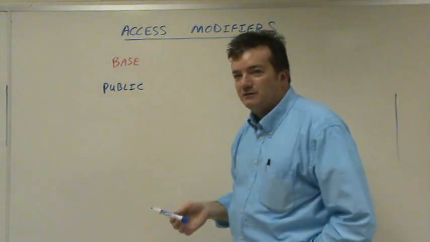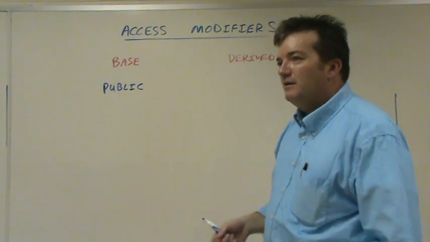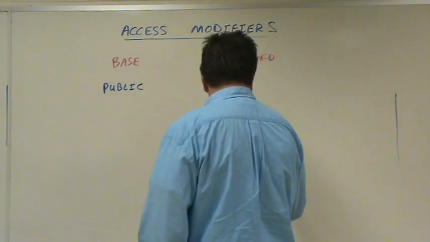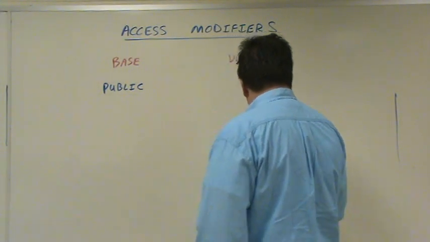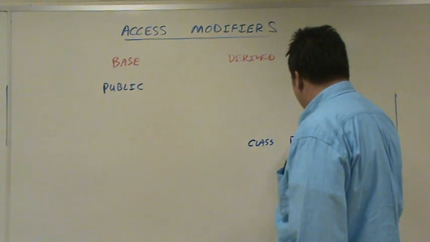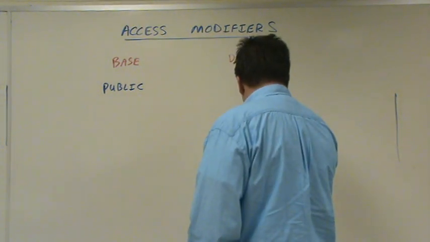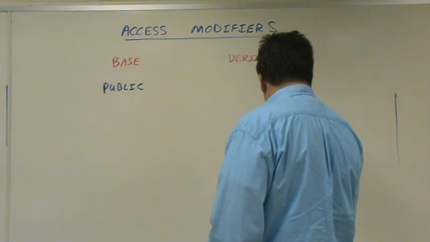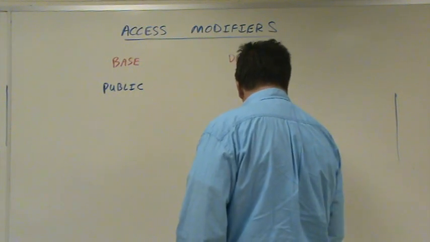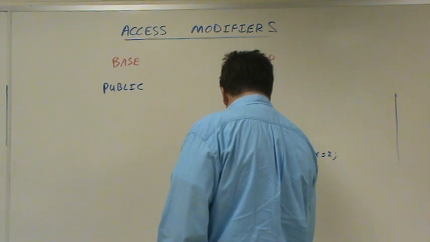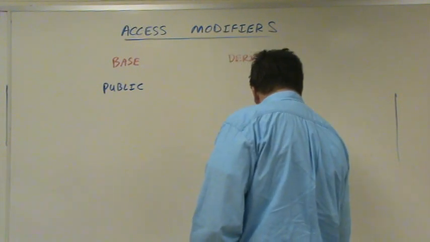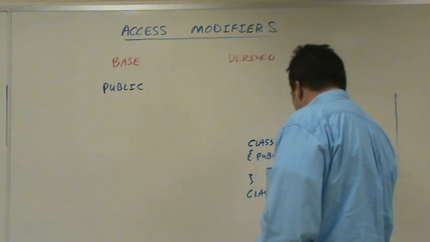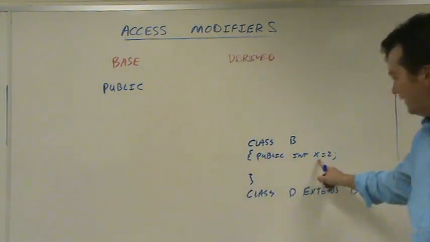So this is kind of an intuitive question, but if you had a public field, like public int x, if we had a class base with a public int x equals 2, and that's it, and then class D extends base, is int x public in D?